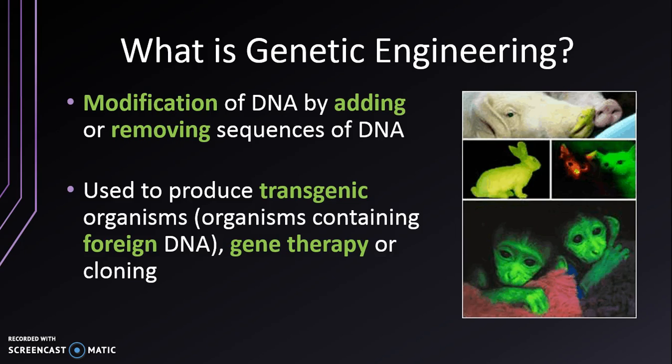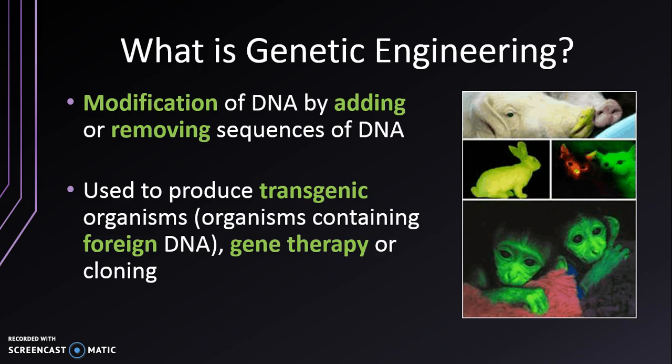And through the use of genetic engineering, we are able to produce transgenic organisms like the ones on the right side of the screen here. These are animals that all contain foreign DNA, so DNA that is not originally found in their genome. We can also use genetic engineering to produce gene therapy, and we can also do it to clone genes as well.